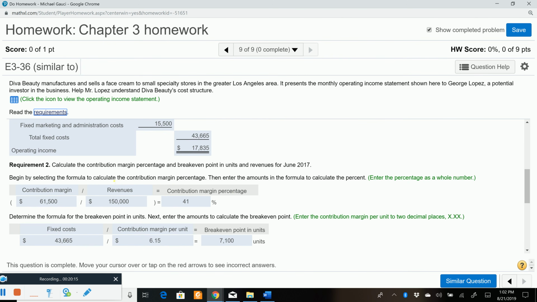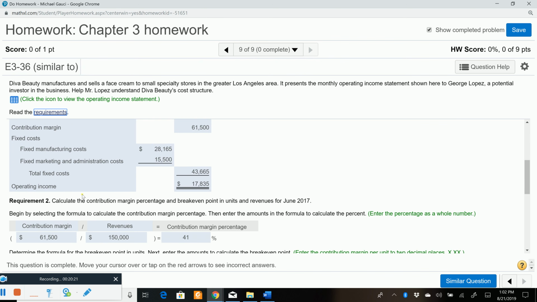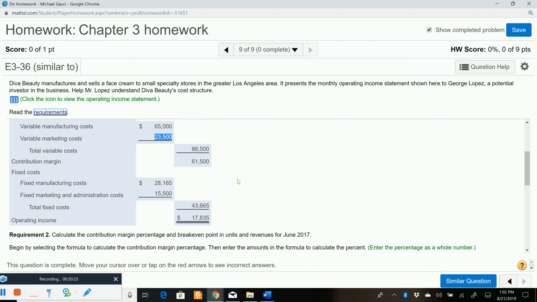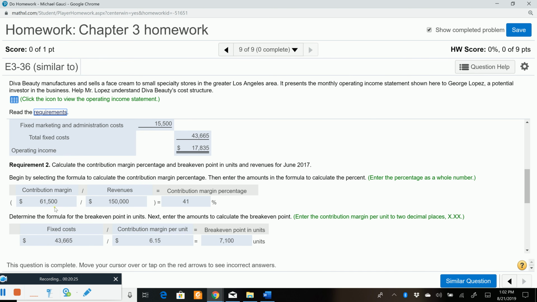All right, now we are to prepare. Requirement 2 is to do the break-even point. So what we're going to take a look at is your numerator is your contribution margin. All right, we talked about that all the time. Divided by revenues, and that gives you your contribution margin percentage. All right, 41%. Keep that in mind.